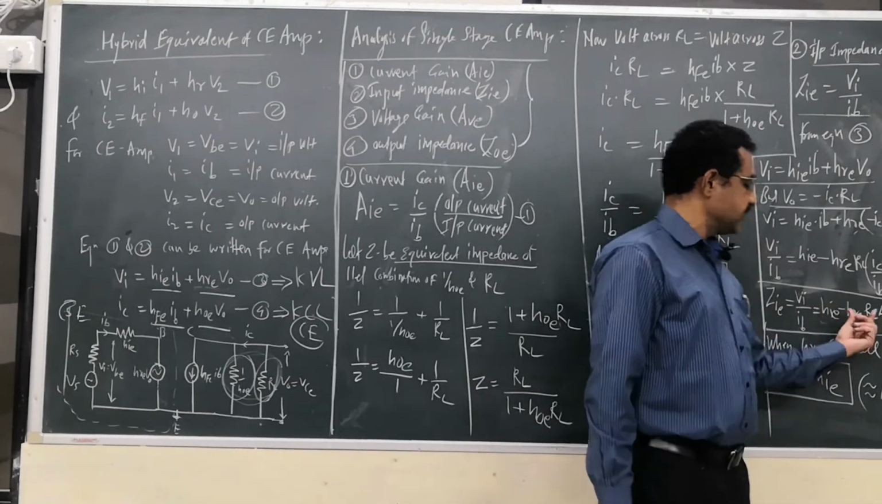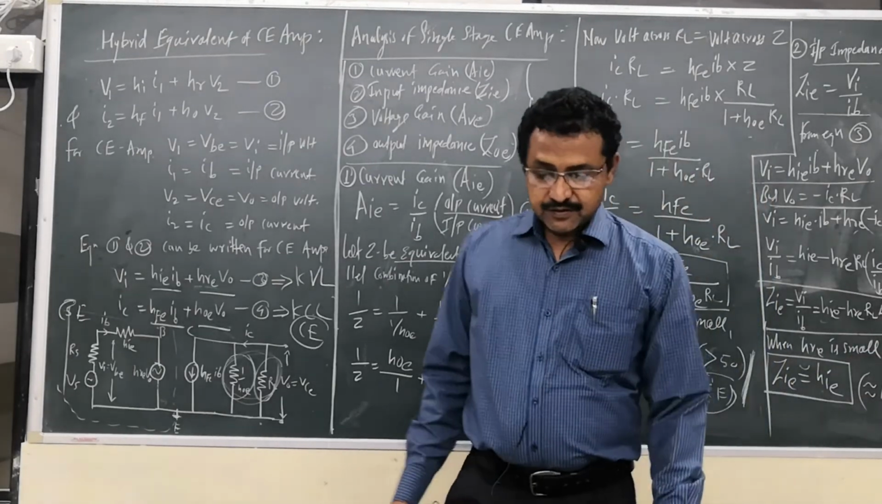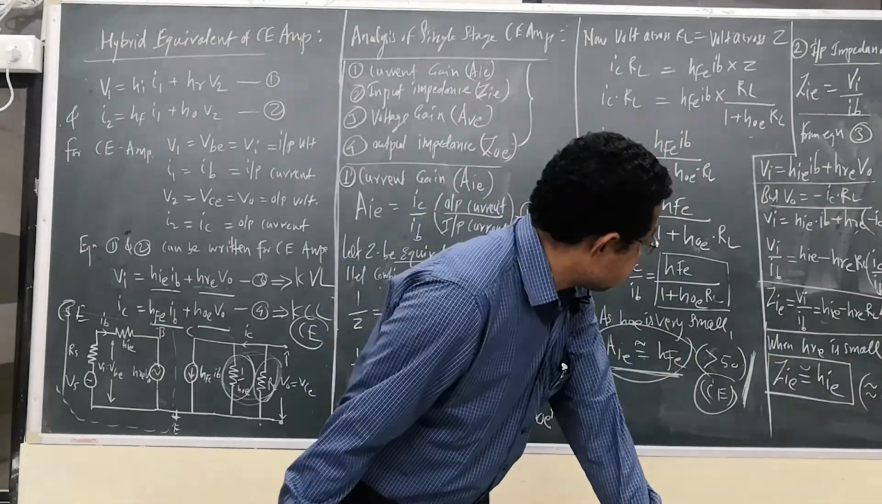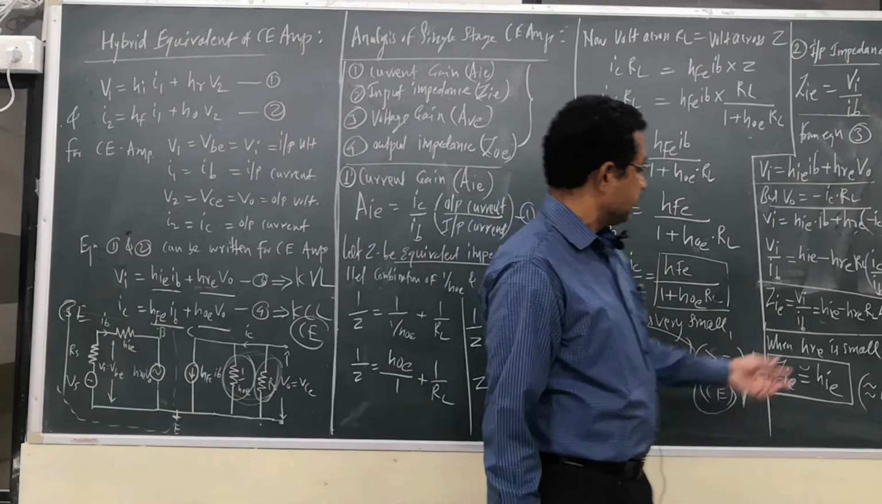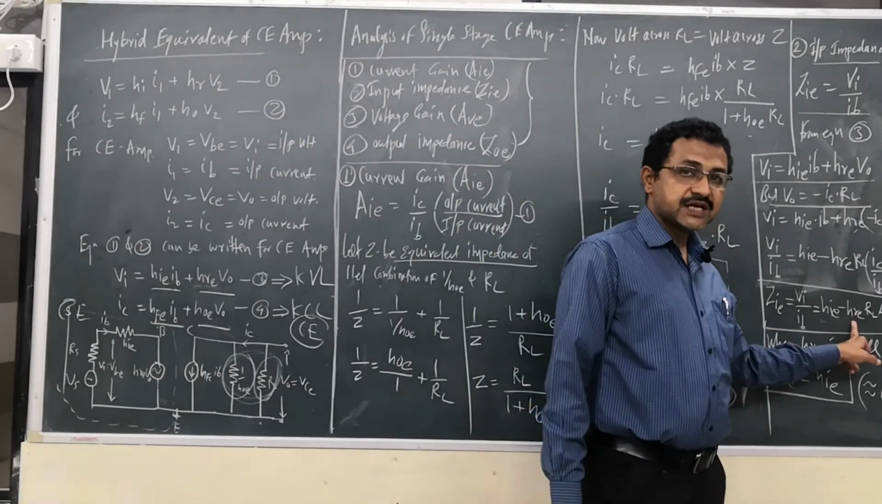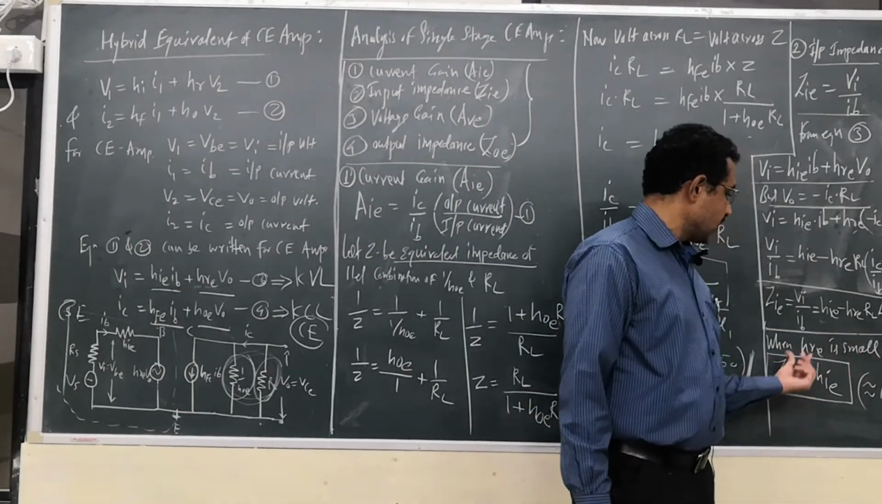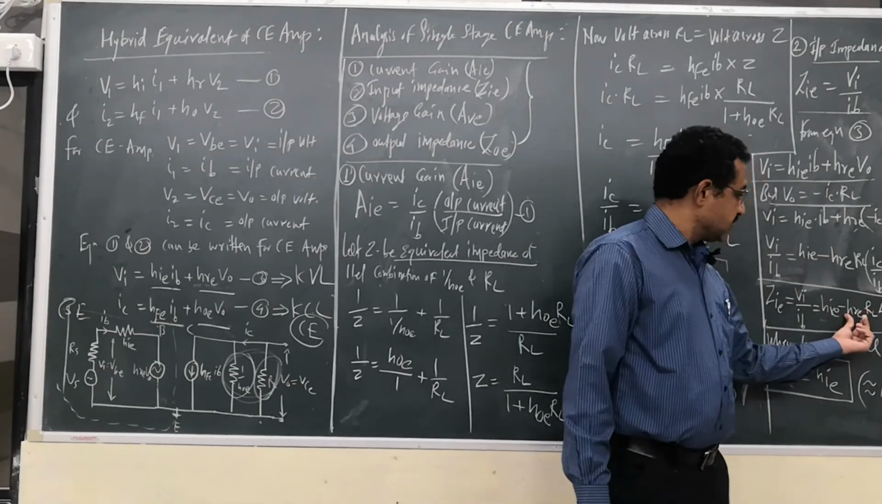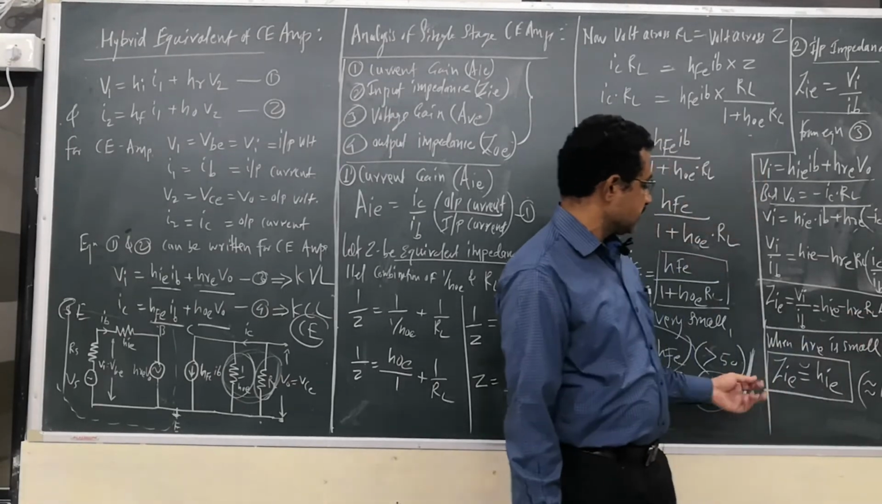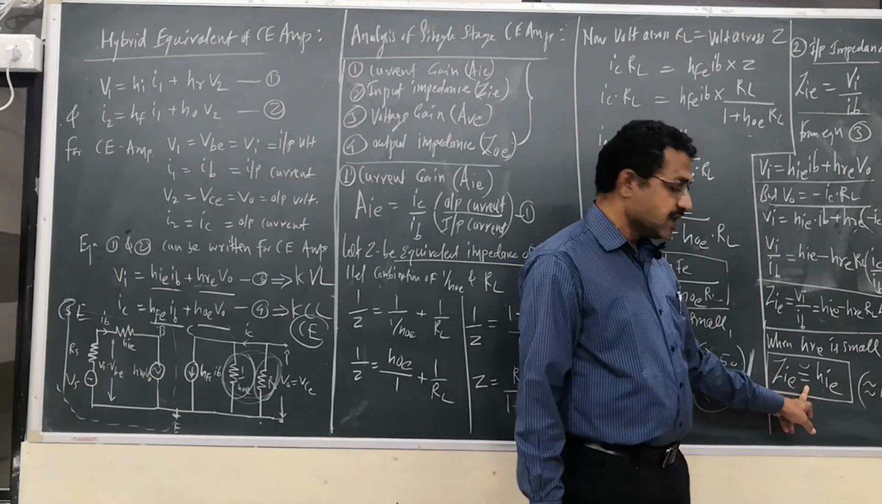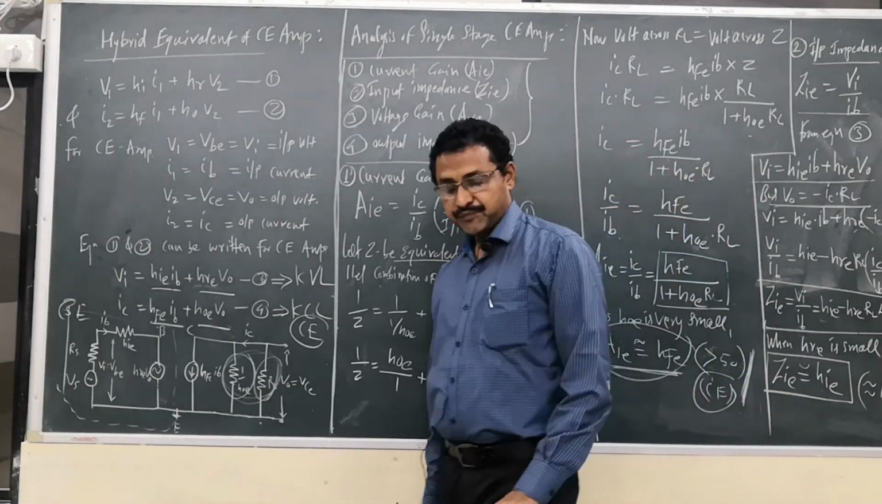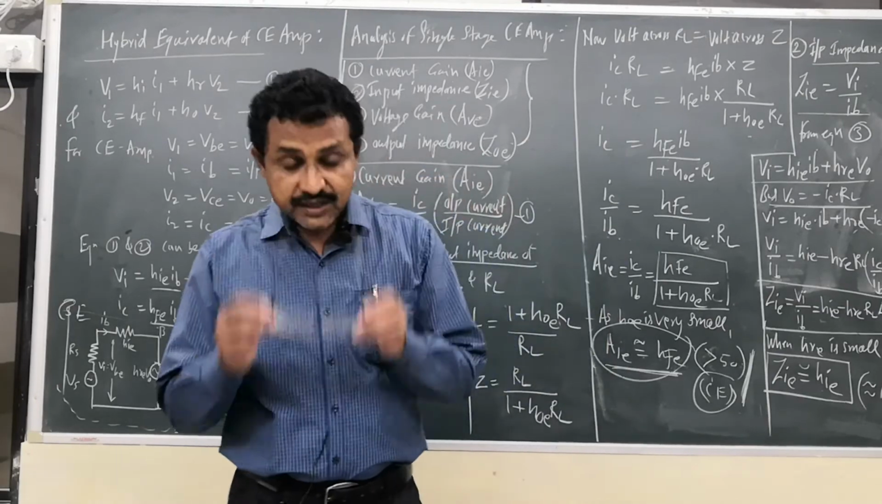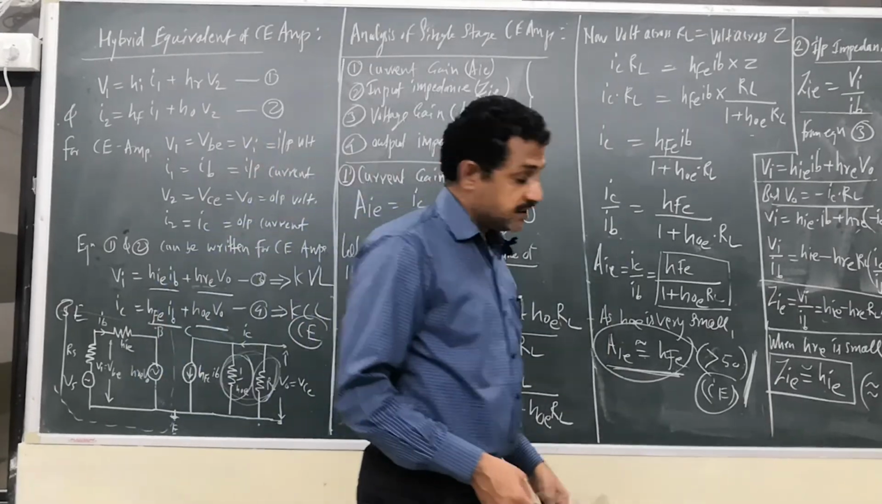If hre is very small, reverse voltage gain this hre reverse voltage gain अगर आपका small होता है तो आपको यहाँ पे क्या कर सकते हैं हम लोग, अगर ये small होता है तो let us consider this Zi is nearly equals to hie. So Zi is nearly equals to hie. So what is meaning of this?